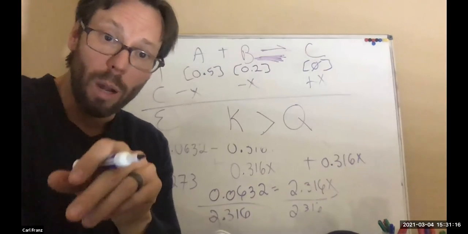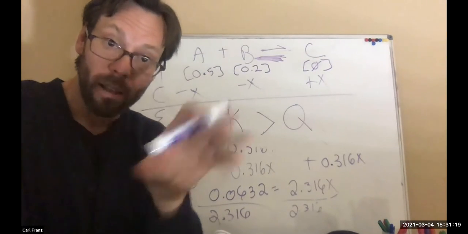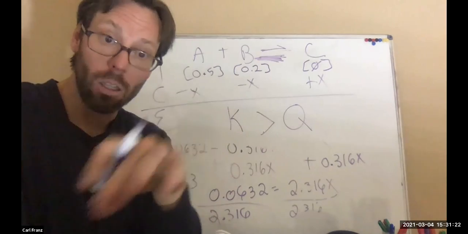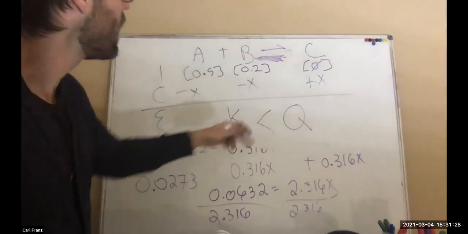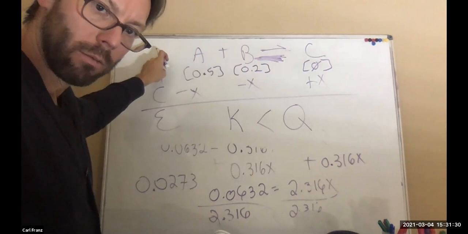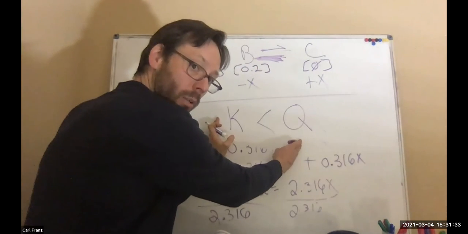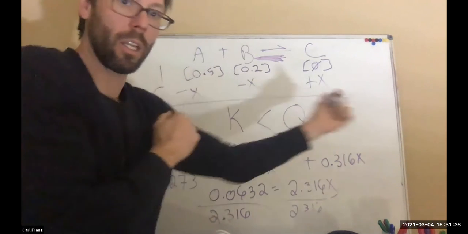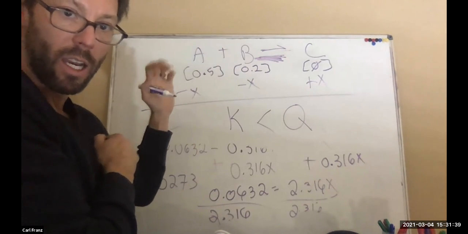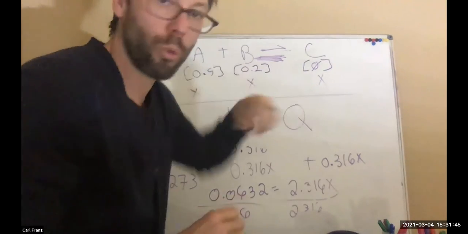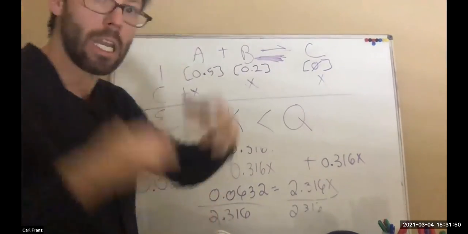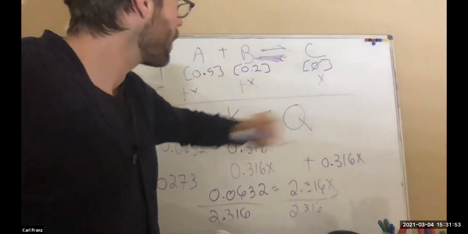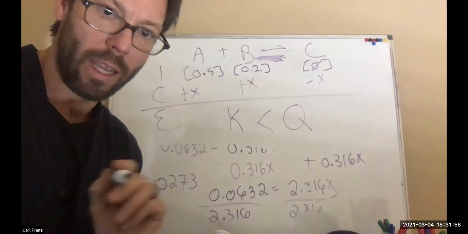But in the second problem, Q was infinity, and so we said that's a lot larger than K. So if Q is larger than K, then it must be going toward the reactant side, because by definition, when Q is greater than K, it shifts toward the reactants. And if that's the case, now it's reactant favored, so the change is in favor of the reactants, and the change will be positive for reactants and negative for products.